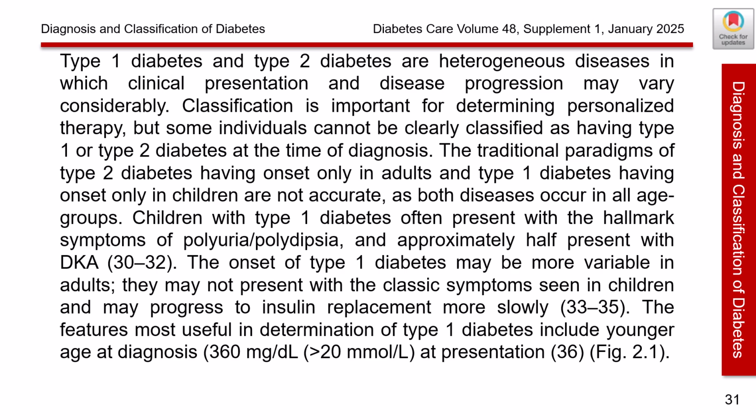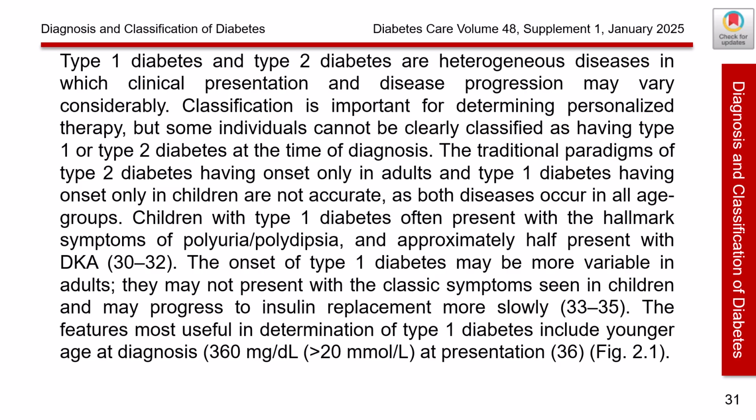Children with type 1 diabetes often present with the hallmark symptoms of polyuria, polydipsia, and approximately half present with diabetic ketoacidosis. The onset of type 1 diabetes may be more variable in adults. They may not present with the classic symptoms seen in children and may progress to insulin replacement more slowly.